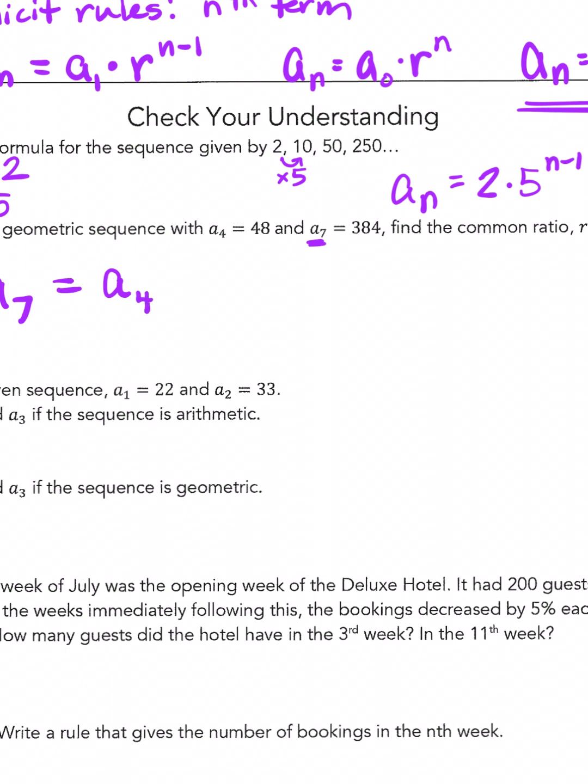4 times r, because we don't know r, do we? But do we know how many times we're multiplying by r? How can we figure that out? From 4 to what? This would be n minus k. So 7 minus 4, wouldn't it? You see where that comes from? This is my k. And this is my n, isn't it?